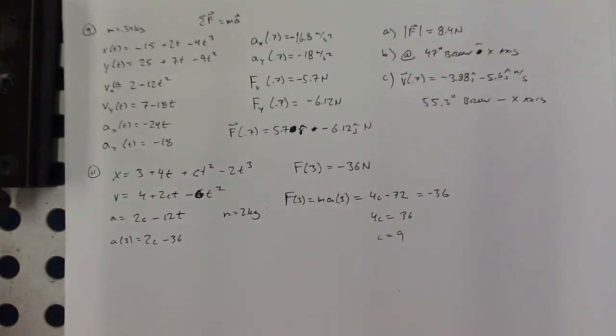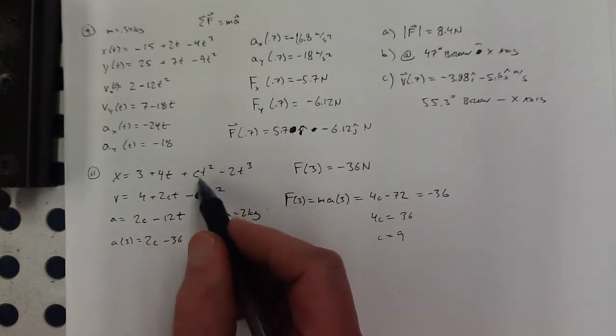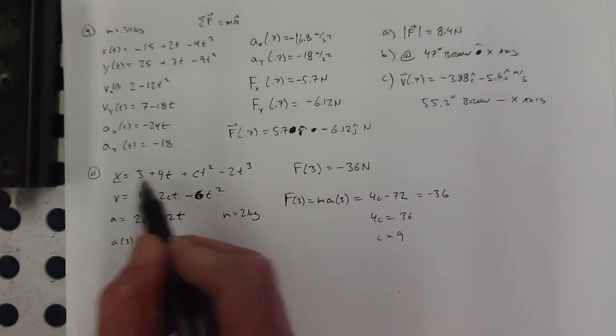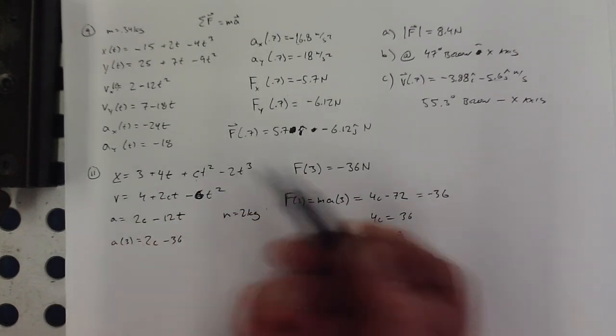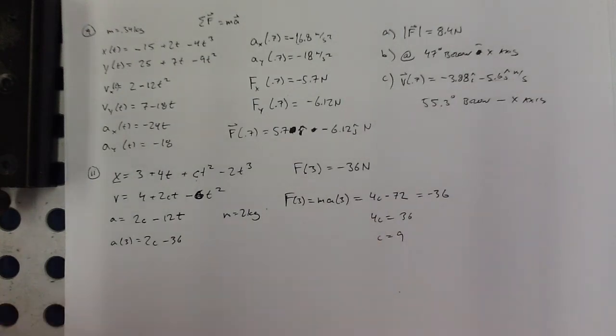Let's just check that, see how we did. And yep, and they put units on it. The units of that constant would have to be, if this is coming out to be meters and you're multiplying by a time squared, it would have to be meters per second squared. So there you have it.